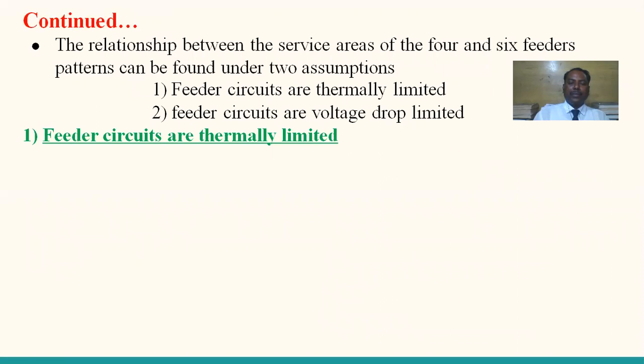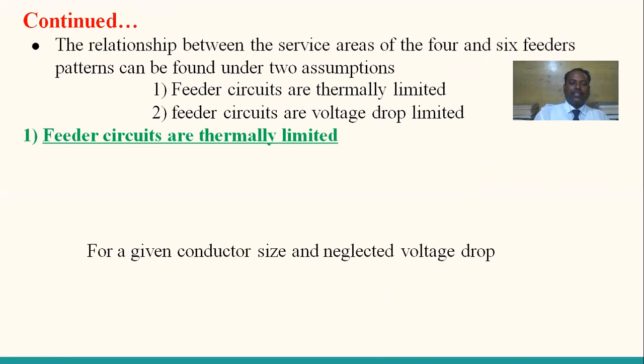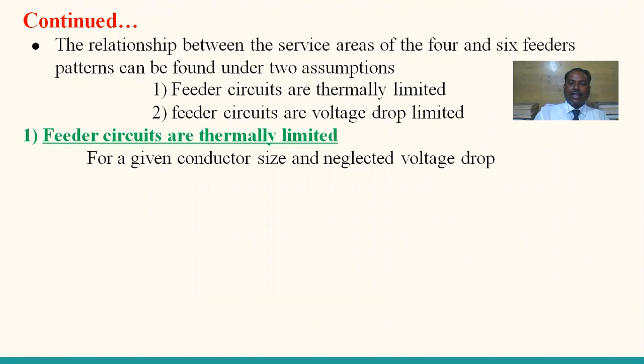What do we mean by feeder circuits being thermally limited? In the sense, their current carrying capacities are the same. Thermally limited means I4 is equal to I6, for a given conductor size and neglected voltage drop. This is equation number 3. Equation number 1 is for the square shaped area, equation number 2 is for the hexagonal shaped area, and equation number 3 equates those two.